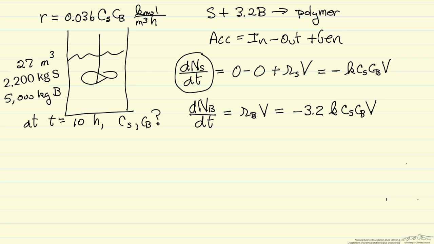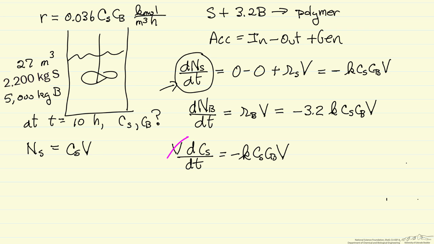Now I can make a simplification. Number of moles of S, concentration of S times the volume. I'm going to substitute that back in here. Because I assume constant density means the volume doesn't change, that means I can bring the volume outside of the derivative sign when I make this substitution. And so then you can see the volume cancels. So the concentrations after 10 hours can be independent of the volume of the reactor.